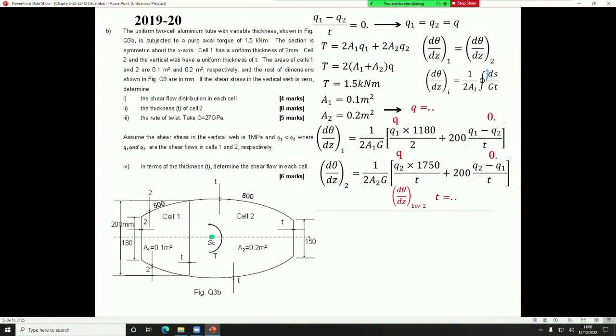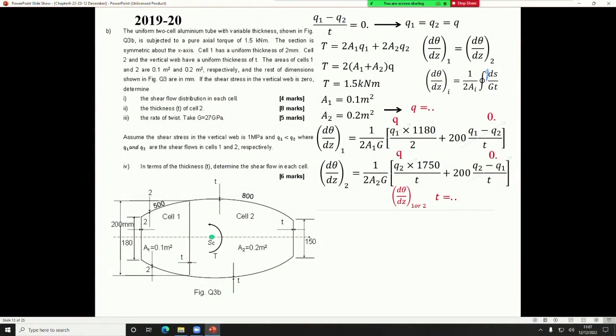So for a single cell, we don't need this relation. For multicell, we have to combine the equilibrium and compatibility equations to solve it. It's, I believe, the very last slide of chapter 4, theories of torsion. Any other questions in relation to this example?